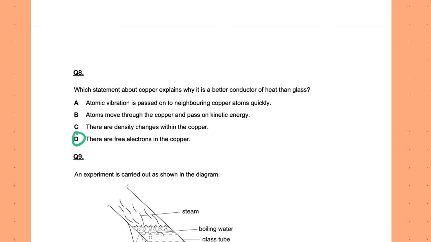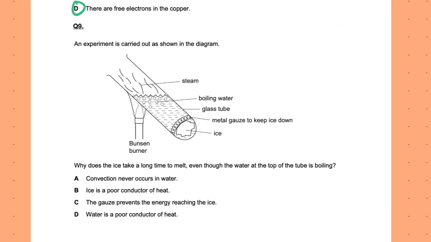Next, an experiment is carried out as shown in the diagram. Why does the ice take a long time to melt even though the water at the top of the tube is boiling? Remember, in class we've seen an experiment exactly by this name. So water at the top here is boiling. This means this is 100 degrees Celsius. If ice is taking a long time to melt, so this is not melting, so it's somewhere around 0. So there's a temperature difference, but the heat is not being conducted from here to here, right? So that's because water is a poor conductor of heat.